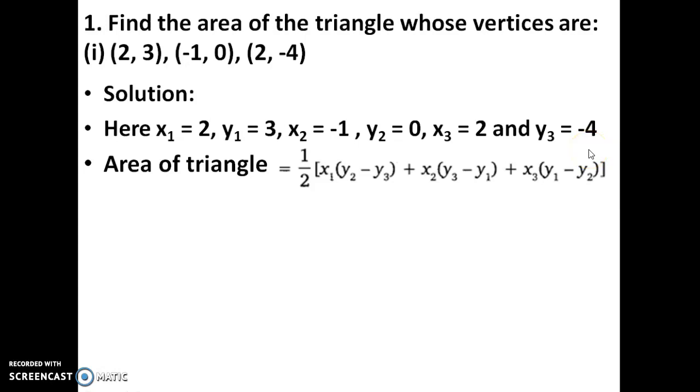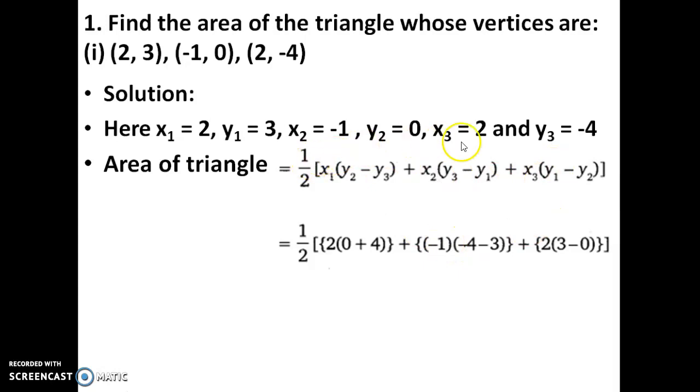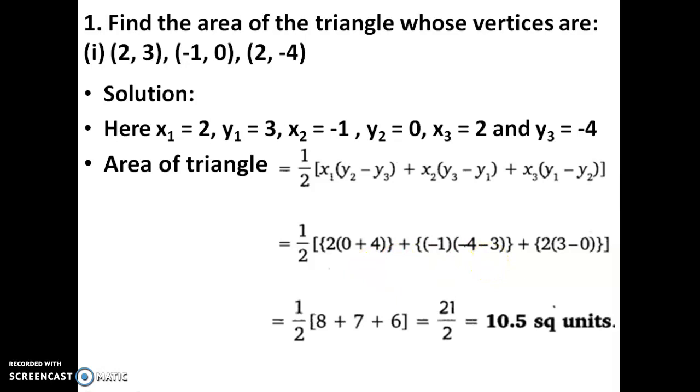So first you have to name everything and write it separately, then substitute in the formula. So after substituting, you will have it like this. These coordinates we are substituting in the formula. Then after solving further, you will get 21 by 2, that is equal to 10.5 square units. So this is how we have to find the area of the triangle.